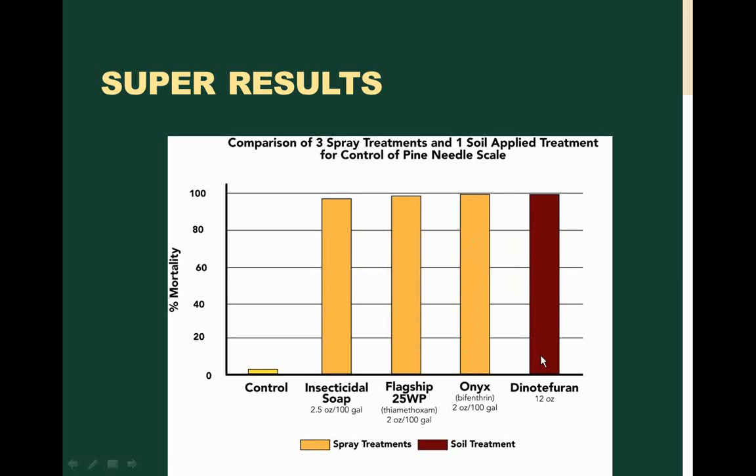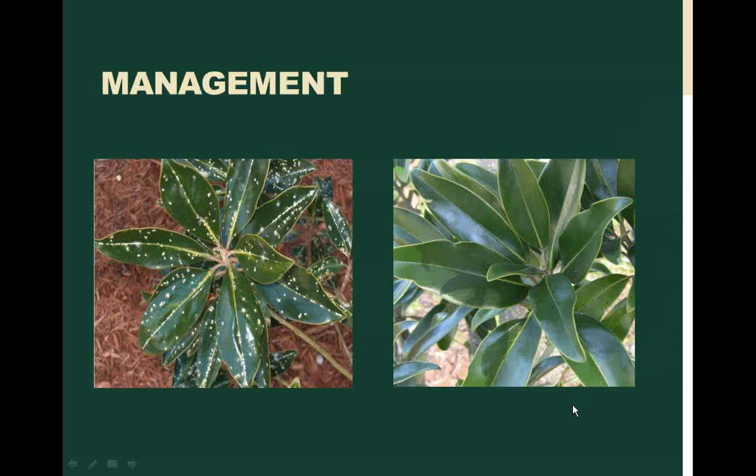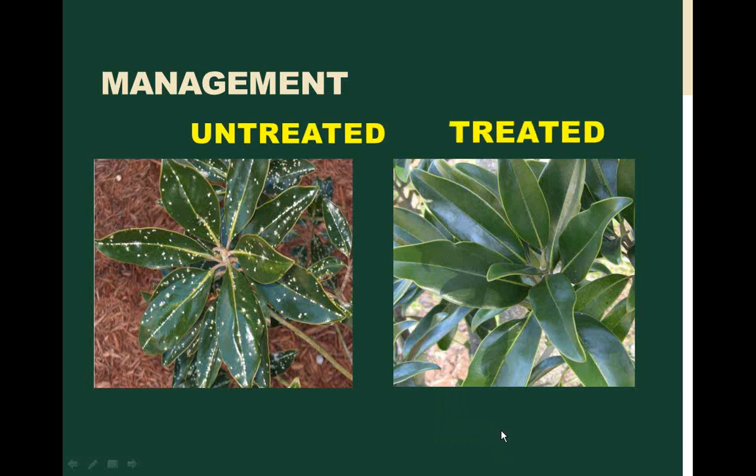What the Dinotefuran does, it frees you up to make other sales calls, to get new clients, and also to give better service to your existing clients that say need a more important treatment, like for Japanese beetles or for scab disease. So this basically buys you some time. It moves into the tree very quickly, and it also distributes very quickly throughout the plant through the root applications. And you can see here some before and after treatments.